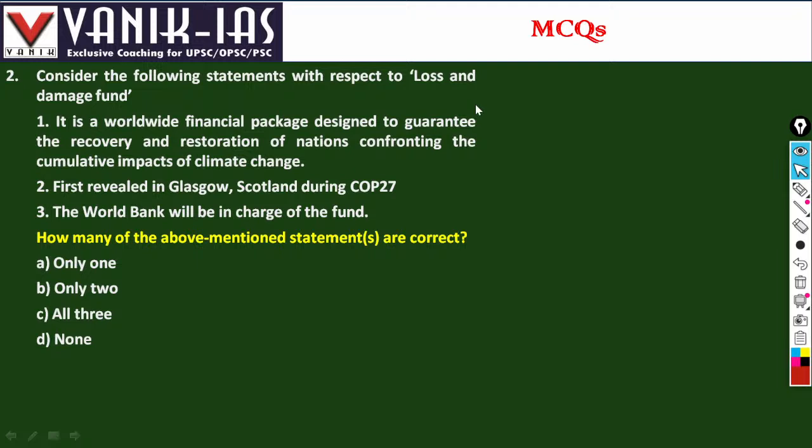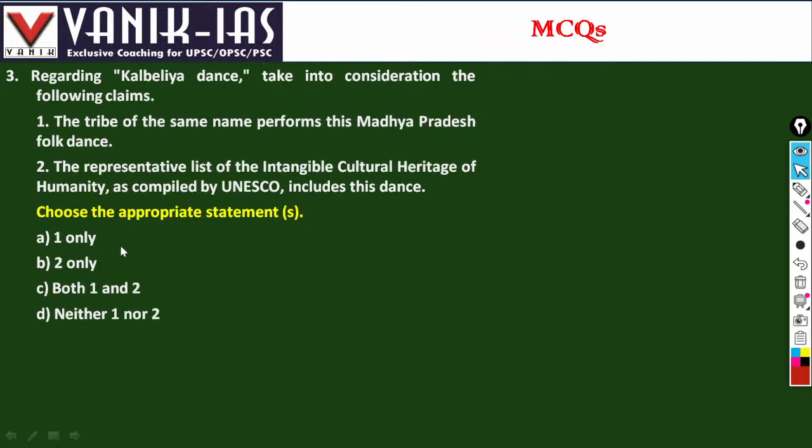Now the following statement with respect to the loss and damage fund. It is a worldwide financial package designed to guarantee recovery and restoration of the nations confronting the cumulative impact of climate change, right? First revealed in Glasgow, Scotland during COP27, right? The World Bank will manage the fund. So 1 and 2, only 2 is correct here.